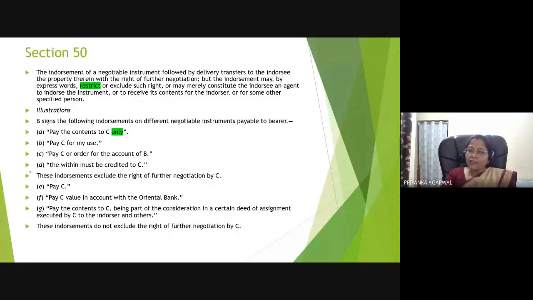The endorsement can be mentioned in two manners. Either it will mention only a specified person's name, or it can mention a specified person's name or to his order. When it says "to his order", it means that the specified person has the right to endorse it further. "Pay C value in account with the Oriental Bank." So it is just saying the amount. It is further transferable. "Pay the contents to C being a part of the consideration in a certain deed of assignment executed by C to the endorsers and others." This is also further endorsable.